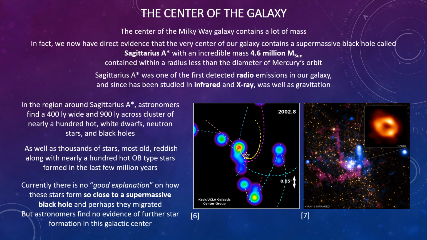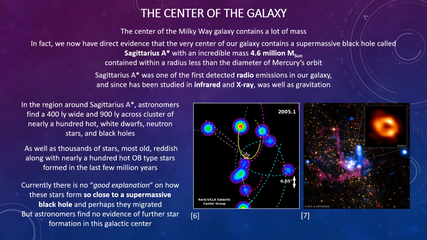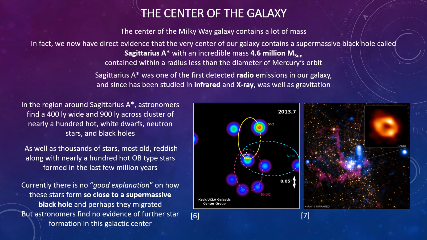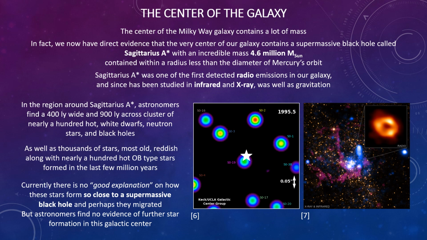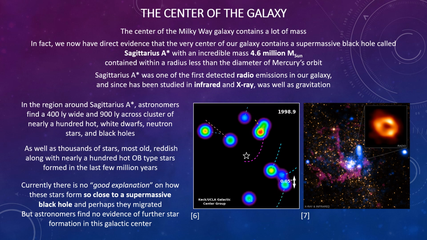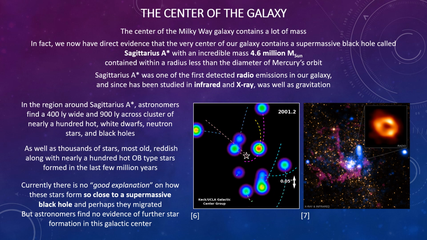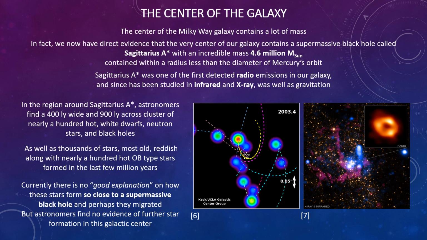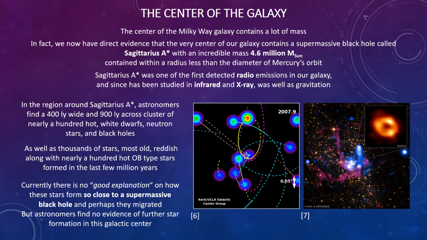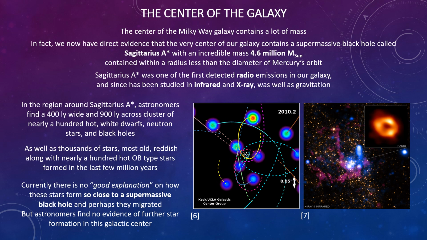And so we can see on the image labeled 6 the paths that some of these stars in the center of our galaxy trace as they orbit around the central black hole. The central black hole is shown as the little cartoon star. And you can see how everything goes around it very sharply, like it's incredibly massive. And it is, it's 4.6 million times the mass of our sun.